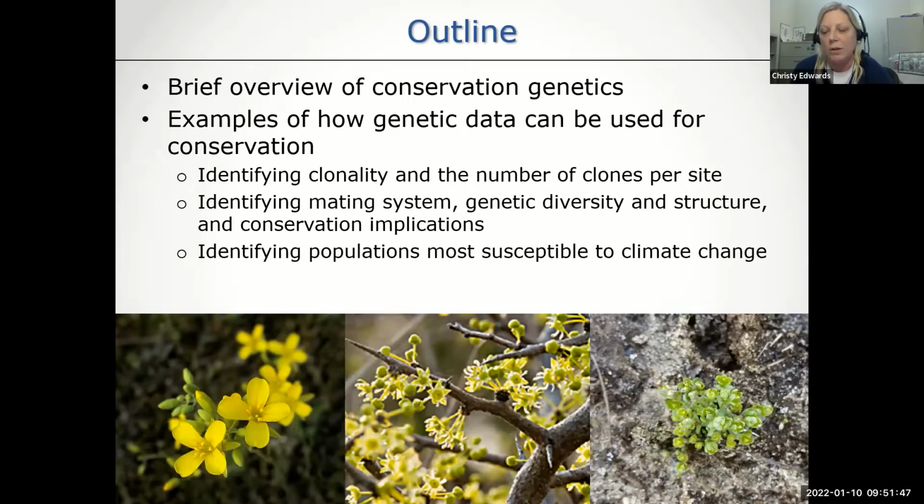for conservation using genetics. So what I'll do is first start out with a brief overview of conservation genetics, and then I'll move into several examples of how genetic data can be used for conservation. For example, using genetics to identify clonality and the number of individuals per site, using genetics to identify the mating system, genetic diversity and structure, and then the conservation implications, both for in situ and ex situ conservation. And then finally, using genetics to identify populations that can be most susceptible to climate change. So next slide.